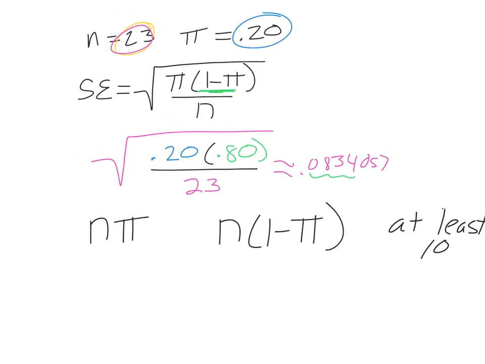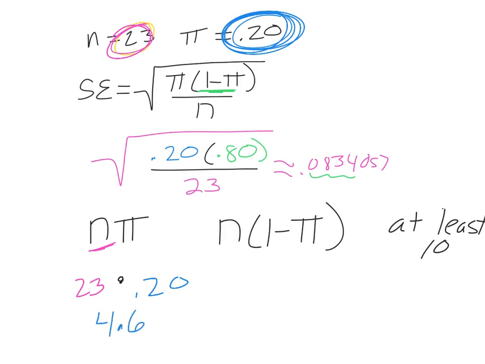So in my previous problem, my n in both cases was 23. So in this case, 23 times the population mean. So 23 times 0.20 is 4.6. Obviously, 4.6 is not at least 10.